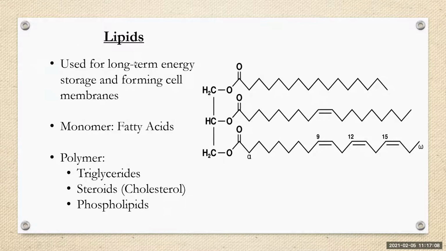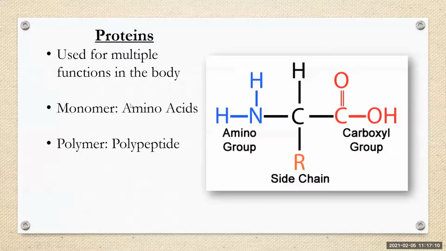Okay. Next, we have proteins. Proteins are used for multiple functions in your body. Pretty much for every function in the human body, there's a protein for it. Their individual units are called amino acids, which is shown here. An amino acid has an amino group, which is this, our carboxyl group looks like this, and our side chain. This little side chain, whatever bonds to it determines what type of amino acid it is. And now what happens is these amino acids combine and form polypeptides.